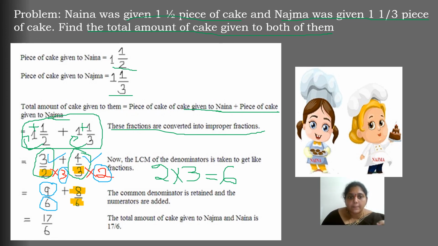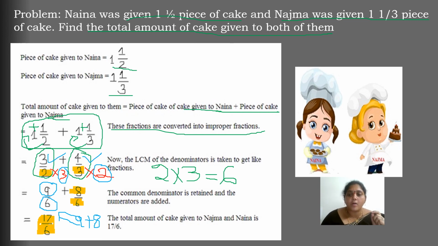Now if you compare here, the denominators became equal. So what is your equal denominator here? It is 6. Now you have to add your numerators. What are your numerators? 9 plus 8. When you are adding 9 plus 8, what are you going to get? You are going to get your answer as 17. So what is your fraction here? 17 by 6. This is your final fraction.